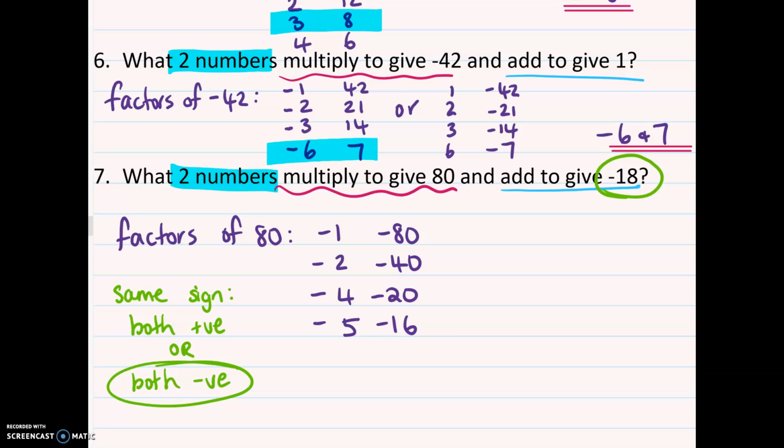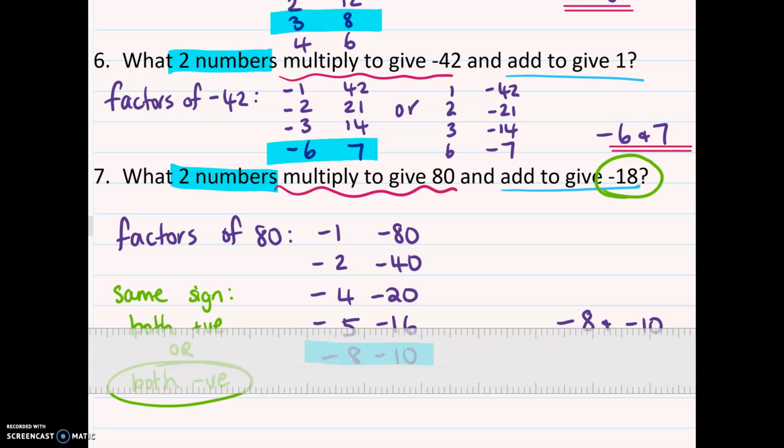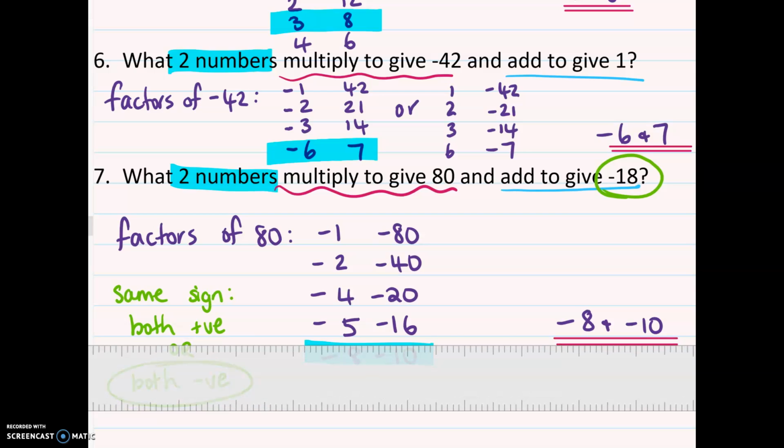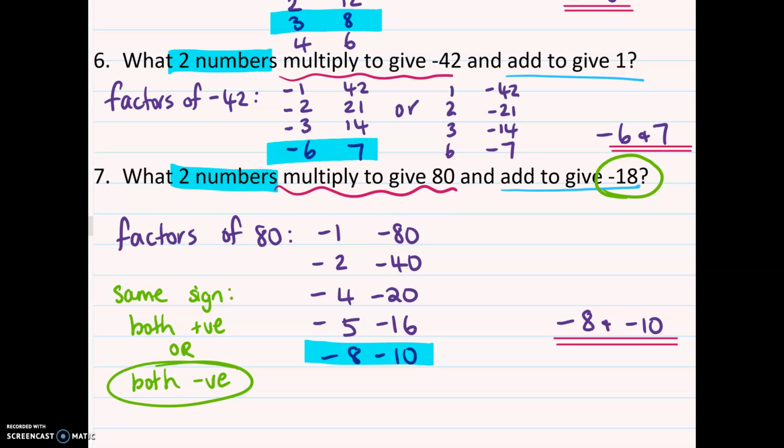6 doesn't go in, 7 doesn't go in, but 8 tens and 9 doesn't go in. So they're the options we've got. When we add the 2 numbers together we want negative 18. Now that I've written them, hopefully you can see my 2 numbers are negative 8 and negative 10. You'll need this little trick of testing numbers given 2 clues. You'll start with the multiply first and then you'll look at what they add to give.